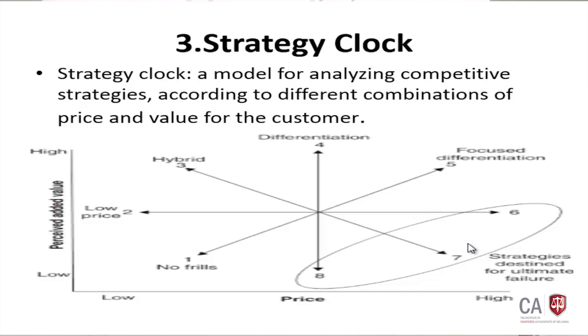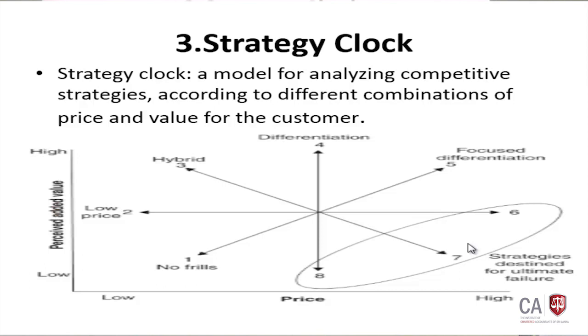Broad differentiation: price is low, perceived added value is high. Differentiation: price is medium, perceived added value is high. Focus differentiation: perceived added value is high, price is also high. 6, 7, 8 have not been named. Bowman identified them as failure strategies. 6, 7, 8.